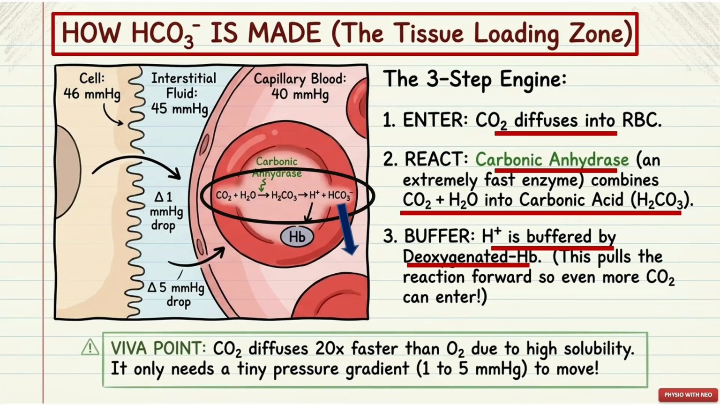Remember, carbon dioxide diffuses 20 times faster than oxygen due to its high solubility. It only needs a tiny pressure gradient to move. So, carbon dioxide enters, carbonic anhydrase acts, and bicarbonate leaves. That's all you need to remember.